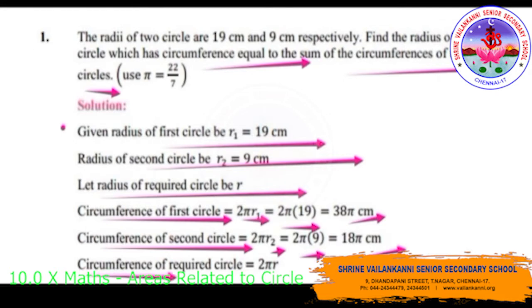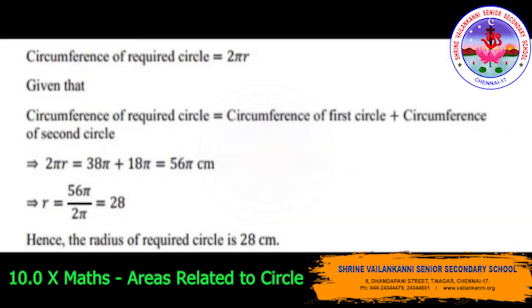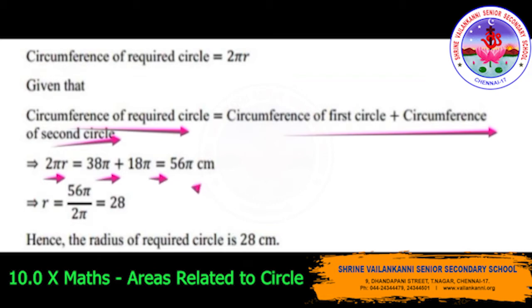We need to find the circumference of the new circle, 2 pi R. The circumference of the required circle is equal to the sum of the circumferences of the larger circle and the smaller circle. So, writing it, the circumference of the required circle with radius R is 2 pi R, and the sum of the circumferences of the two circles is 38 pi plus 18 pi. I get 56 pi centimeter.